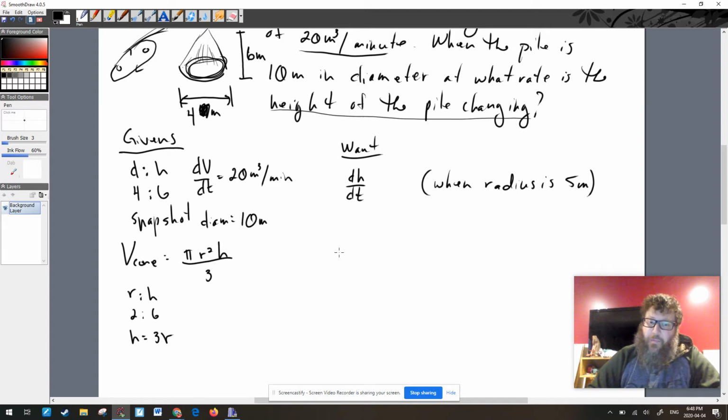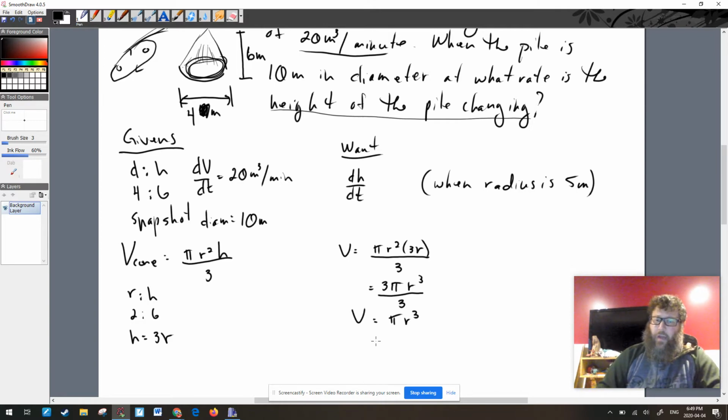If I did that, we could say that volume is equal to pi r squared times 3r divided by 3. And so that would be 3 pi r cubed over 3. Well, that's interesting. So it's just going to be pi r cubed. Now, this is absolutely true. That is exactly what the volume is when it's given in this particular ratio.